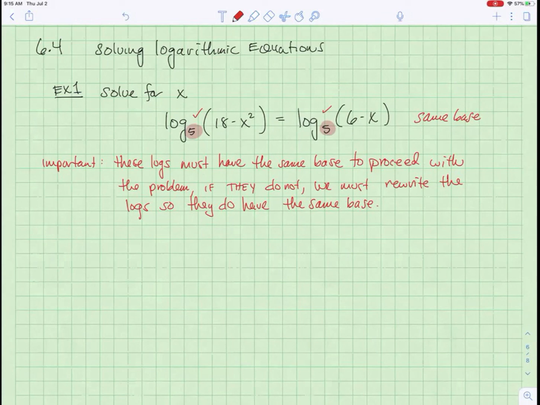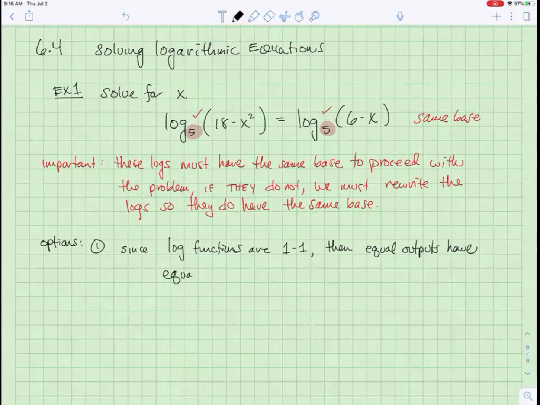What the book, I think, wants you to do here at first is to use the property of one-to-one functions. So, option 1. Again, there's a lot of different options here, and I don't want to pigeonhole you guys and force you to do it one particular way. So, option 1. Since log functions are one-to-one, then equal outputs have equal inputs.